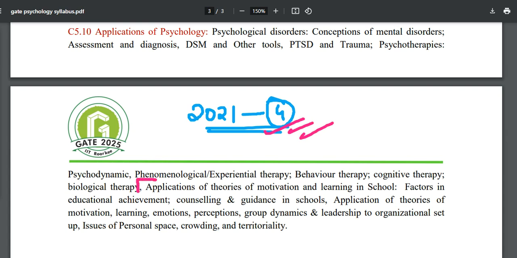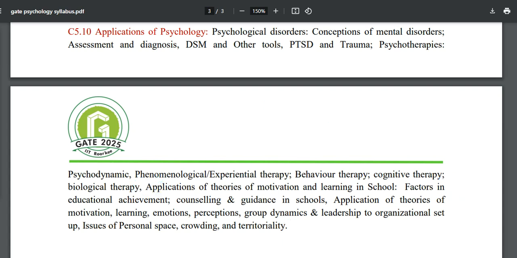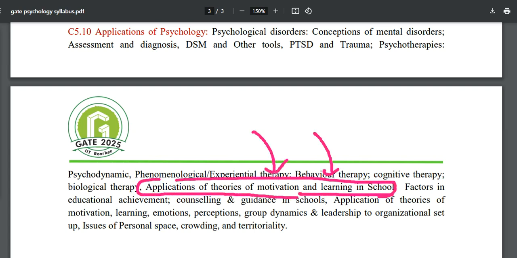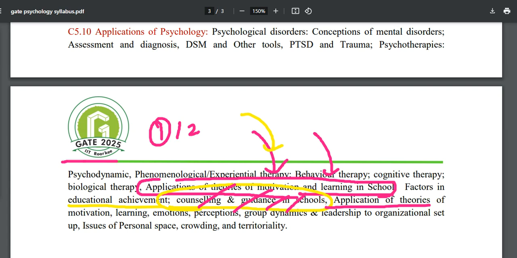And see, this is a topic which you should not study. I mean, not study in the sense that you can do this with your common sense as well. Applications of theories of motivation and learning in school. How you can apply the motivation theories and the learning theories? It's simple common sense. Just apply it on an applied basis. Factors in educational achievement, counseling and guidance in schools. What are the programs and all those things? Don't need to waste time, because one or two questions will come maximum.